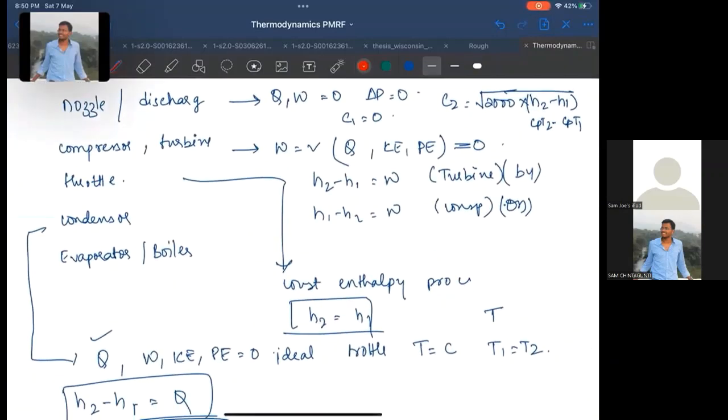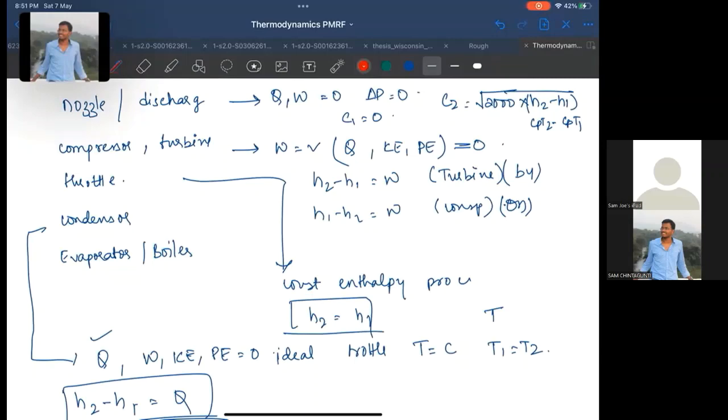And here, instead of constant pressure, constant volume processes, we have other terms that come up in questions, like nozzle, discharge, or a compressor, turbine, throttle, condenser, evaporator, or boiler. So these have some basic assumptions, and if enough data is not given in the question, these assumptions can be assumed. But if data is given, that has to be considered.